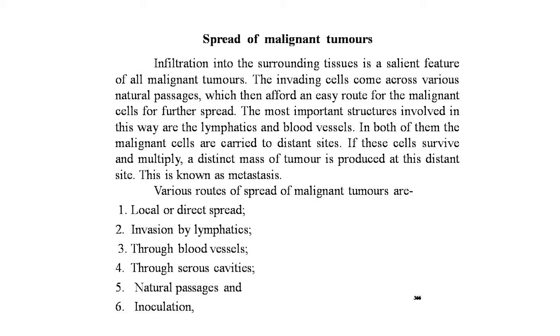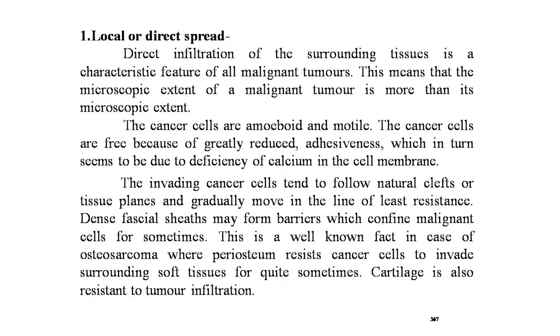Various routes of spread of malignant tumors are local or direct spread, invasion by lymphatics, through blood vessels, through serous cavities, natural passage and inoculation. Now the first type of spread of malignant tumors is local or direct spread. Direct infiltration of the surrounding tissues is a characteristic feature of all malignant tumors. This means that the microscopic extent of the malignant tumors is more than its macroscopic extent.